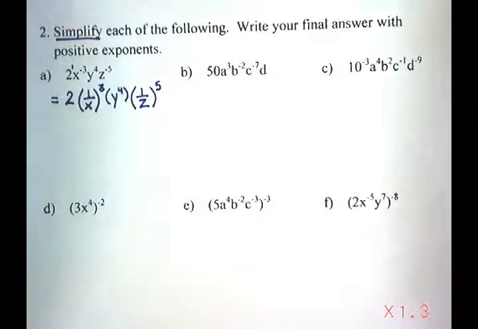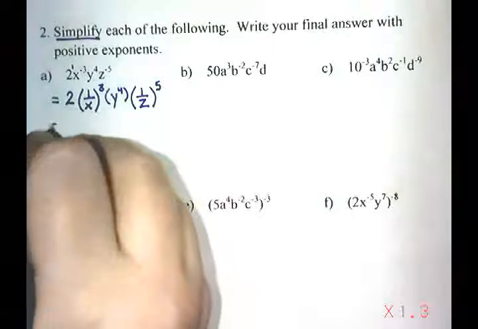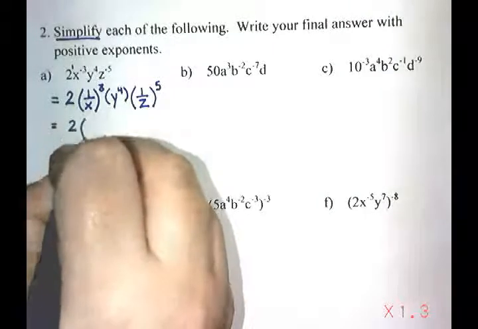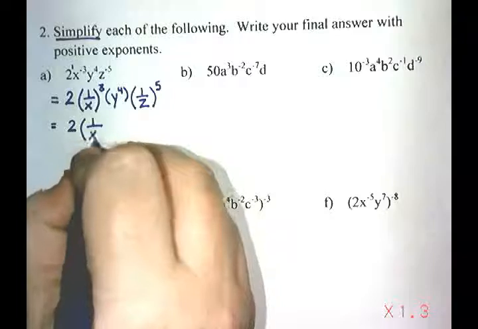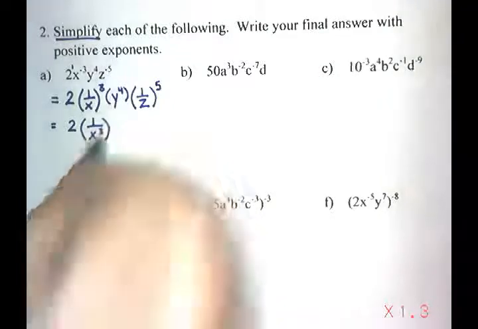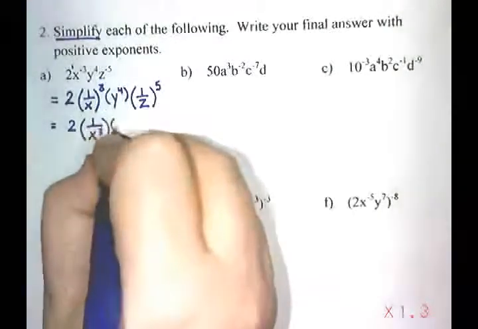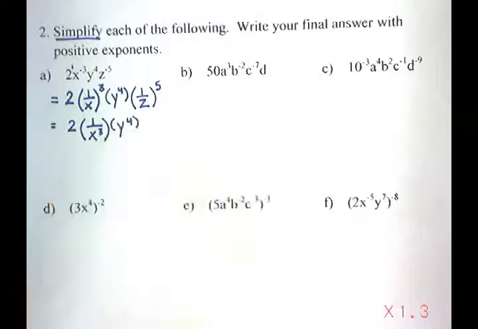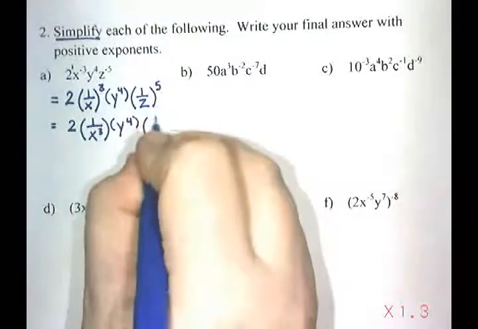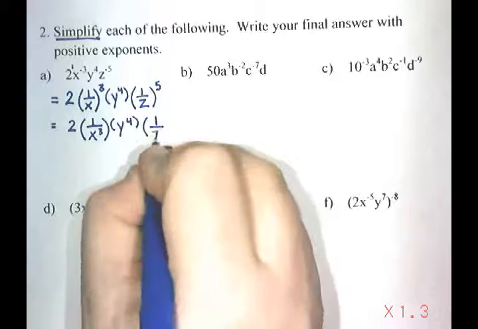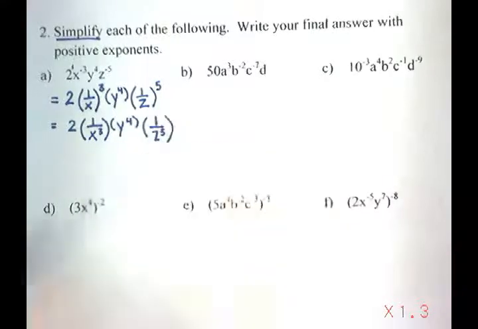Now, I'm going to evaluate the ones that I flipped. I'm going to leave the 2 alone. 1 to the power of 3 is 1, and x to the power of 3 is x to the power of 3. Y to the power of 4, we didn't do anything with that one. And then 1 over z to the 5: 1 to the power of 1 is 1. Z to the power of 5 is z to the power of 5.